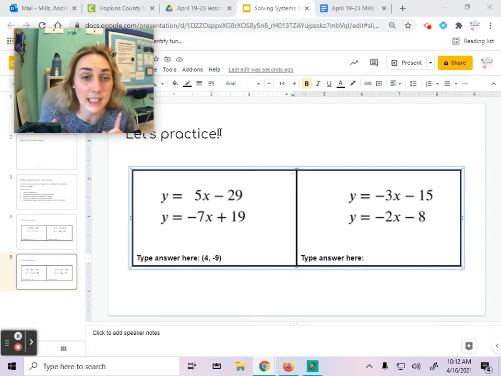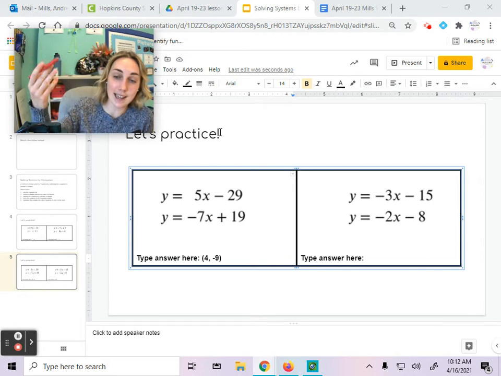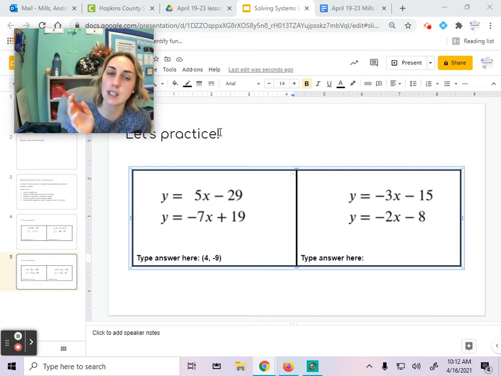All right, last problem. Again, first step, line them up perfectly, just like you would line up decimals and stuff. Just make sure it's perfect. So I'm going to write down this problem real quick. It's y equals -3x minus 15, and then y is equal to -2x minus 8.